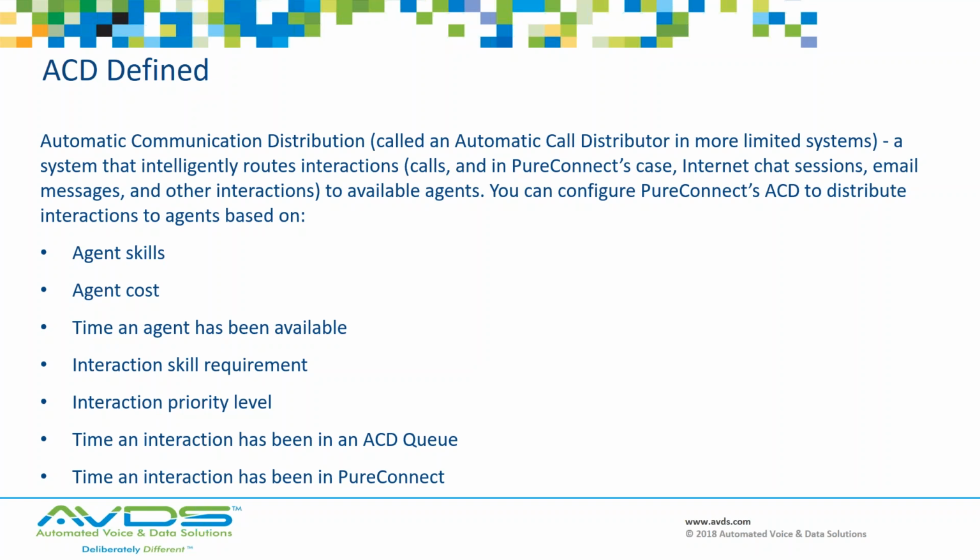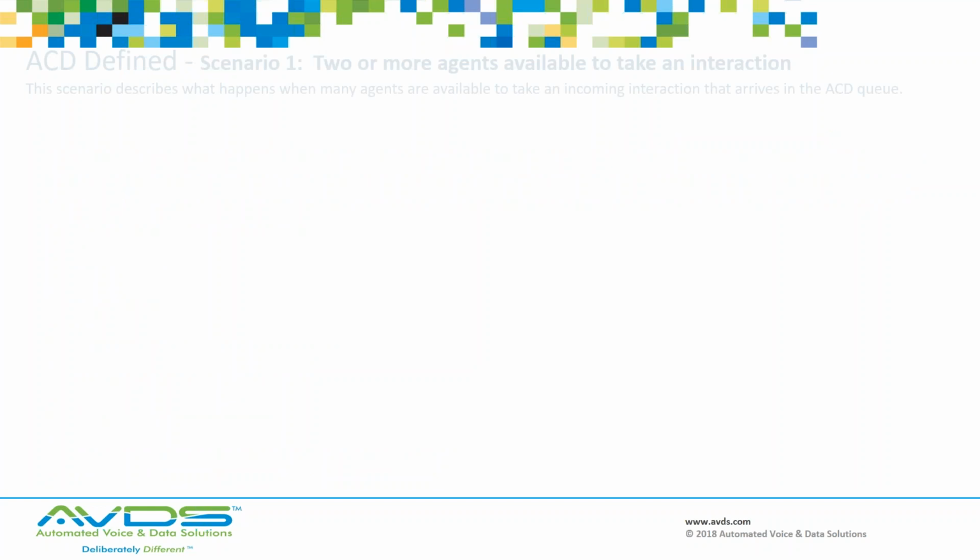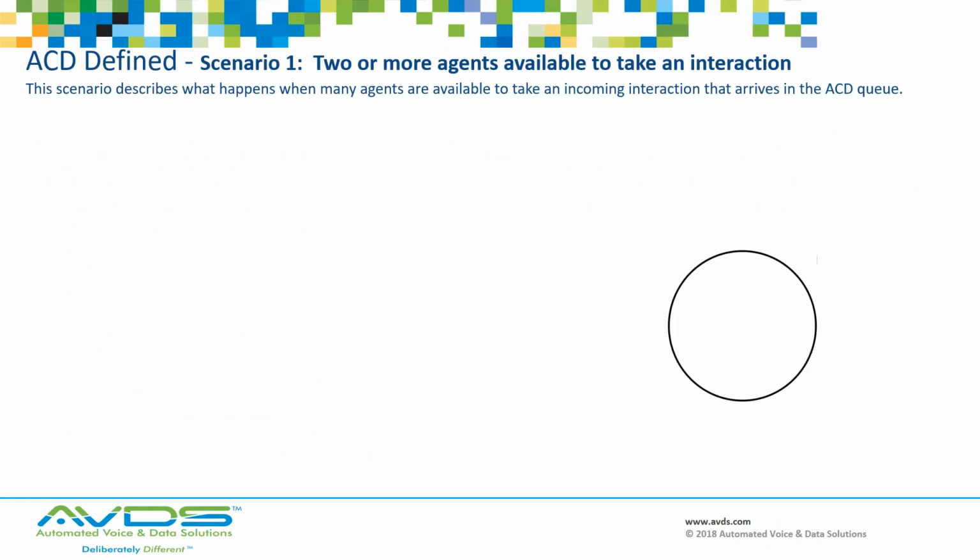First of all, the score that an agent would have. So that could be his skill and the proficiency in his skill. Or maybe the agent cost, which is another number that can be placed on an agent. How long he's been available or how long it's been since he's had an ACD object. And we also have scores on the interaction itself, such as what kind of a skill requirement is needed. Maybe there was a priority level on that interaction. How long it's been in the queue, and maybe how long it's even been in the system itself. So all of those score factors are taking place anytime an ACD engine is operating.